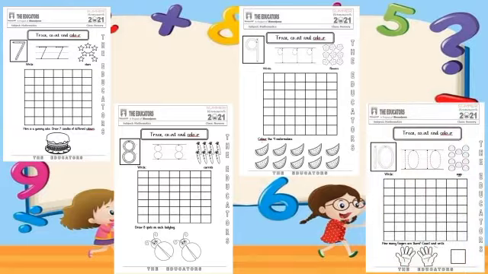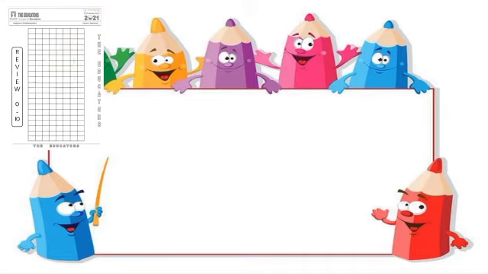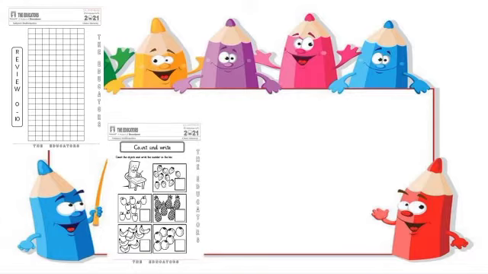On page number 12, trace and write number 10 and count the fingers below and write. On page number 13, there is a writing review of numbers 0 till 10. On page number 14, count the objects and write the number in the box.